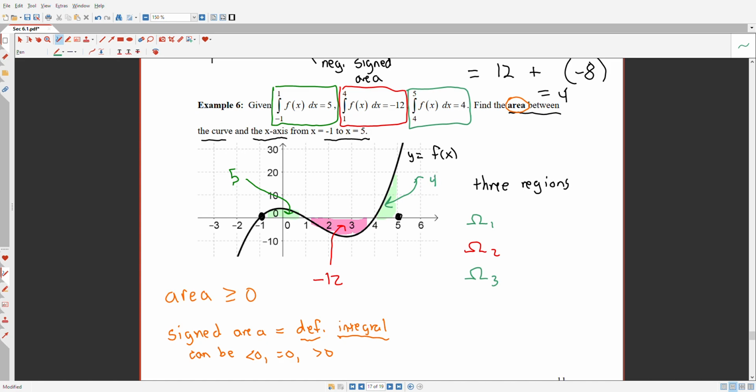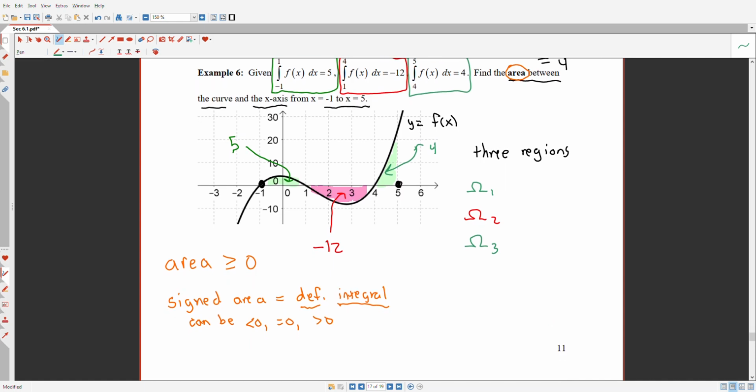So because they asked for the total area, not the signed area, we're going to say, oh, this guy has area 4. This first guy had area 5. And that red guy, he has signed area -12, but so he just has regular old area 12. And so the total area, right, I'm just going to add all these up to get the total area, will just be 5 plus 12 plus 4, which is just 21.